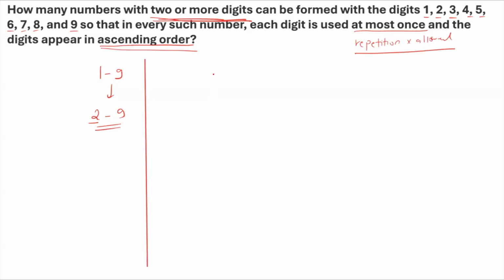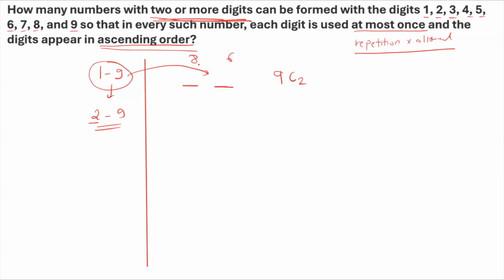So let's understand this with the help of an example. Suppose I want to create a 2-digit number, right? For creating a 2-digit number, I have 9 digits available. I have to select exactly 2. This selection can be done in 9C2 ways. Now, suppose I select the digits 8 and 6. Suppose out of the 9 digits available, I select 8 and 6.